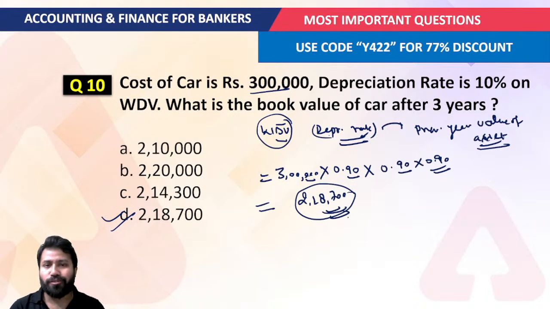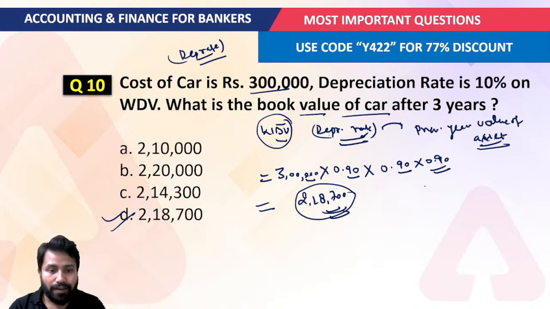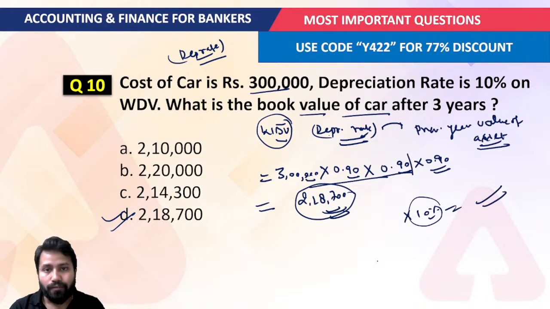Look how quickly you can do the questions in the examination. Remember one thing: check whether the question is about the book value of the asset, or the book value of the car, or about the depreciation rate. You have to be aware of that. Suppose the question asks for the depreciation for the third year, then we do all the calculation till here, and whatever value we get, we multiply it by 10%. That is the depreciation for the third year. This is how you have to solve the questions in the examination.